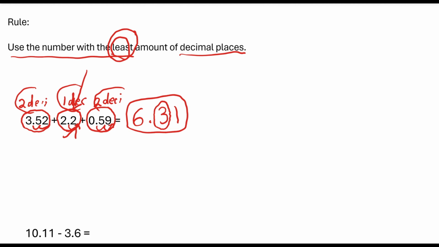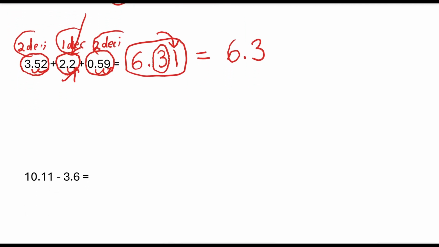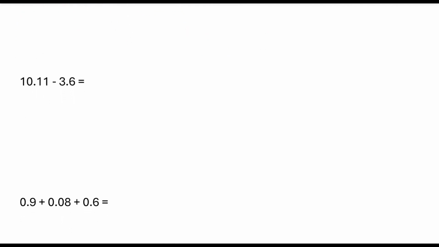And when it comes to rounding, you look at the number next to it to see if this number, the 3, stays as is or it rounds up. The rule says if it's 5 or greater, it moves up. If it's less than 5, it stays the same. Since the 1 is less than 5, the 3 stays the same. So our final answer will be 6.3. Let's move on to the next example.